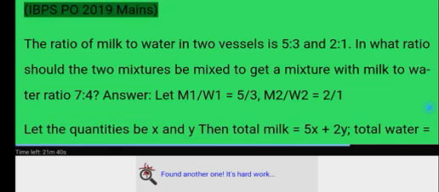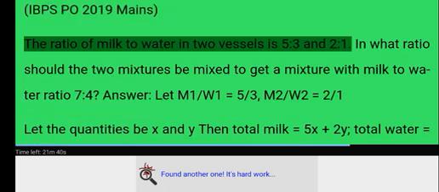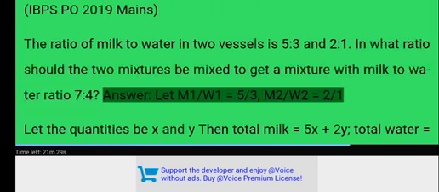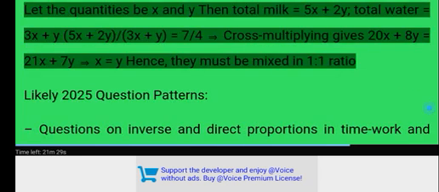IBPS PO 2019 mains. The ratio of milk to water in two vessels is 5:3 and 2:1. In what ratio should the two mixtures be mixed to get a mixture with milk to water ratio 7:4? Answer: let M1:W1 equals 5/3, M2:W2 equals 2/1. Let the quantities be x and y, then total milk equals 5x plus 2y, total water equals 3x plus y. So (5x plus 2y)/(3x plus y) equals 7/4, so cross multiplying gives 20x plus 8y equals 21x plus 7y, so x equals y. Hence, they must be mixed in 1:1 ratio.